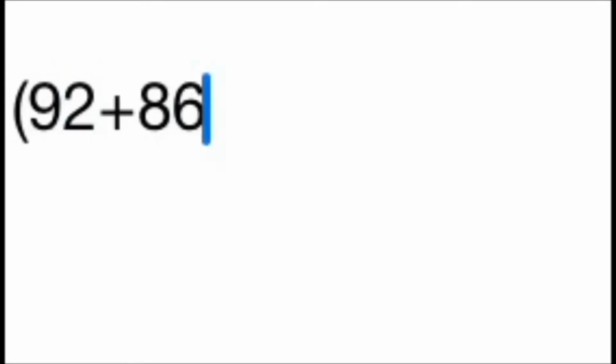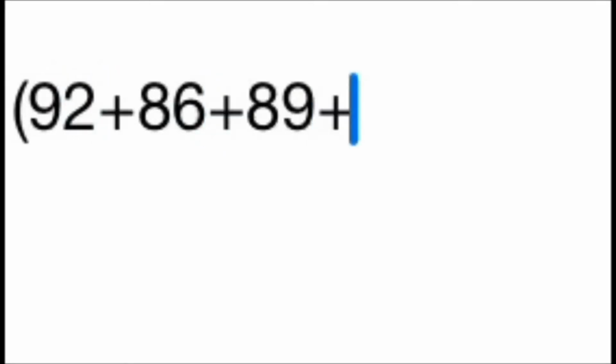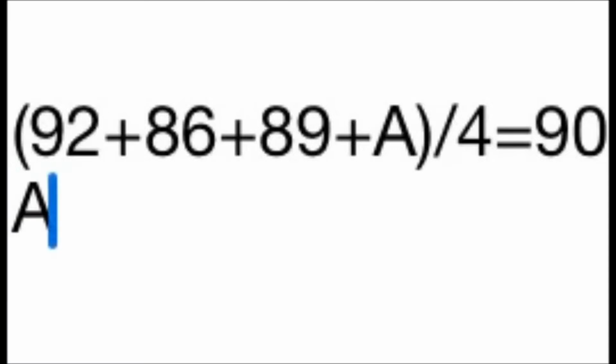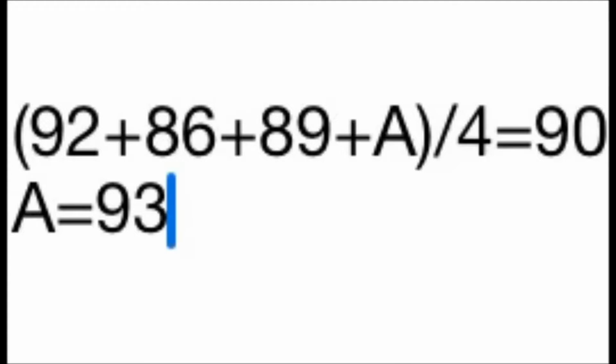So the average of these 4 marks is 90. So 92 plus 86 plus 89 plus A, divided by 4, is equal to 90. A is equal to 93. She must get 93% on her next test to have a 90% average overall.